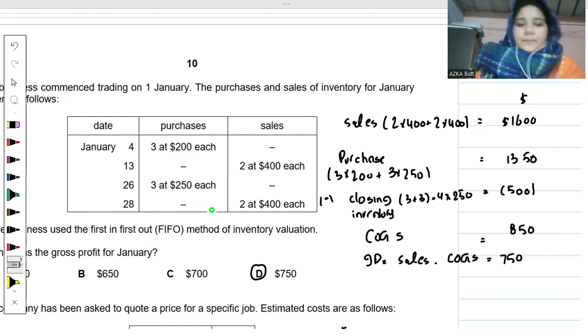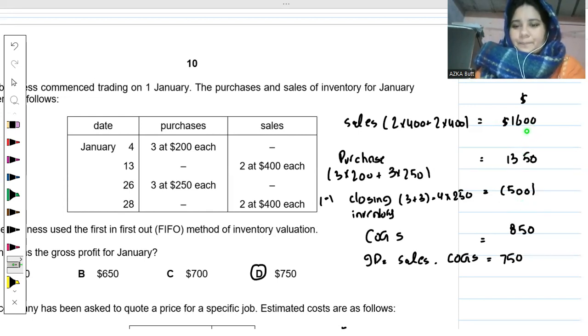So that is why we are multiplying by 250, because now we have the latest inventory. We have sold the inventory which cost $200, but now we have only the inventory left which is for $250. So we have to multiply it by 250. So we have $500 closing inventory.